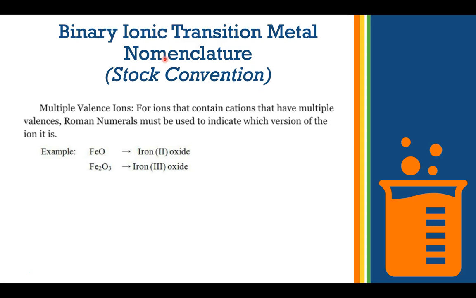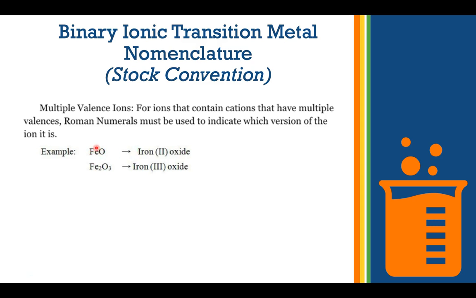Binary-ionic-transition metal nomenclature, stock convention. Multiple valence ions. For ions that contain cations that have multiple valences, Roman numerals must be used to indicate which version of the ion it is. For example, iron 2 oxide. Now you don't see a 2 subscript here, do you? Remember, this occurs when there is a -2 charge and a +2 charge, okay?